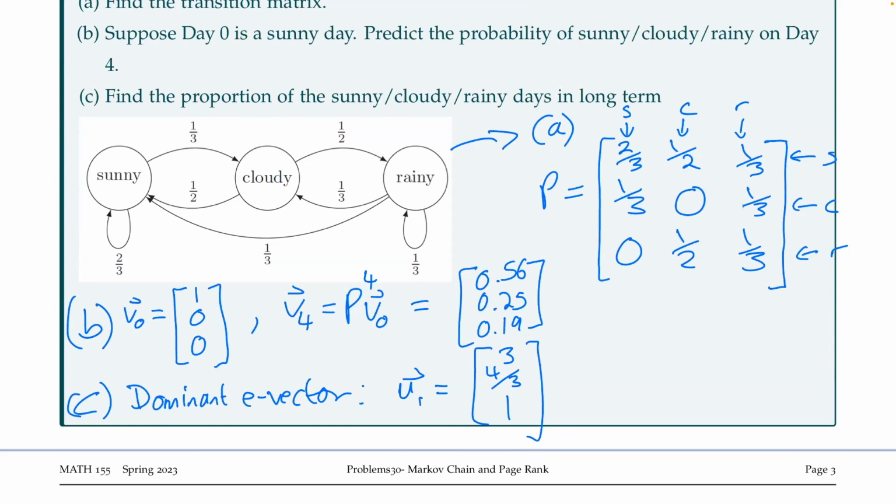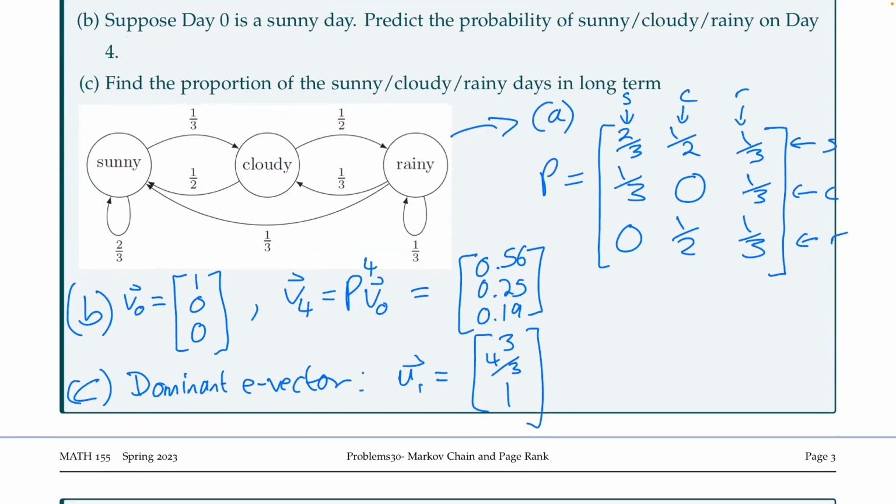Okay. The final part here: find the proportion of sunny, cloudy, and rainy days in the long term. So this is just like we had previously. Not many of you guys seem to get it. So have a go at transforming this into a fixed probability vector to work out the proportion of sunny, cloudy, and rainy days in the long term. Okay, have a go at doing that.